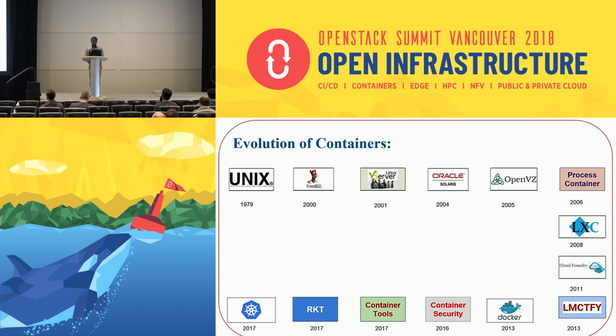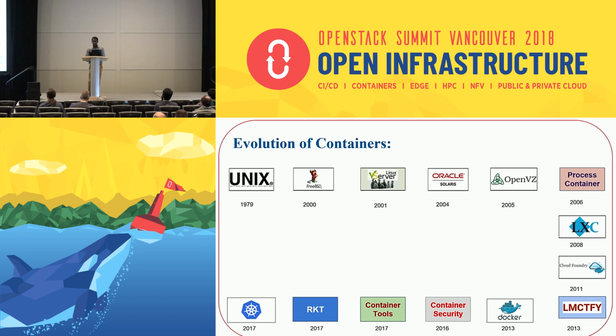And next is OpenVZ. OpenVZ is a patched kernel for virtualization, isolation, and resource management, with some checkpointing in the container itself. And next is process containers. This was started by Google, for limiting, accounting, and isolating resources like CPU, memory, disk, and network for a collection of processes.